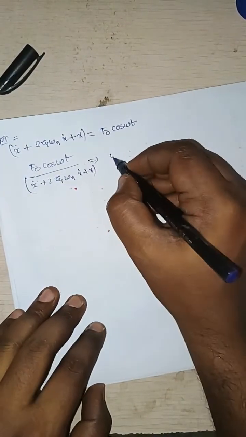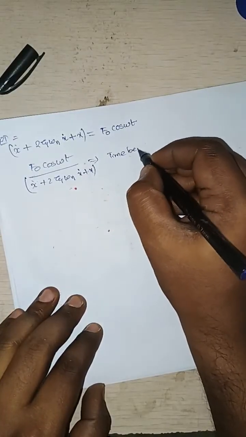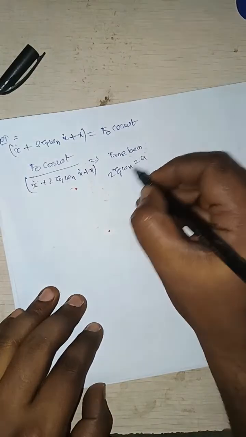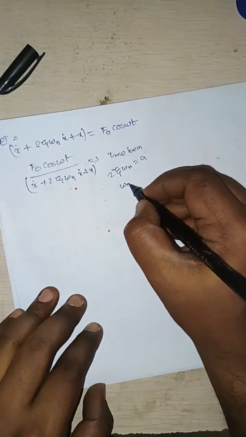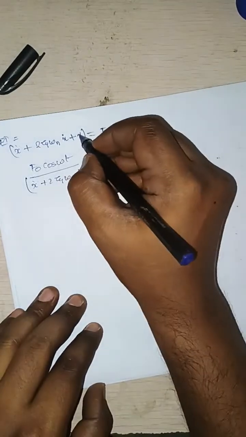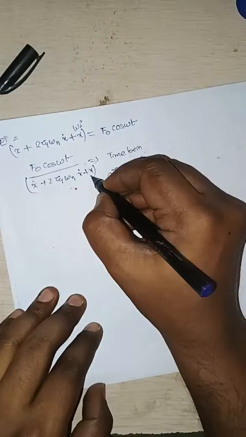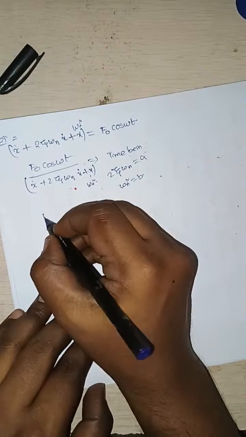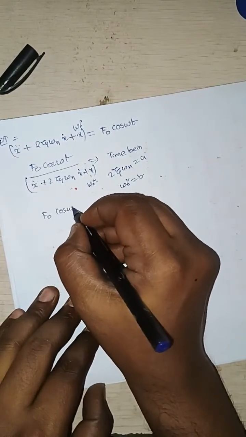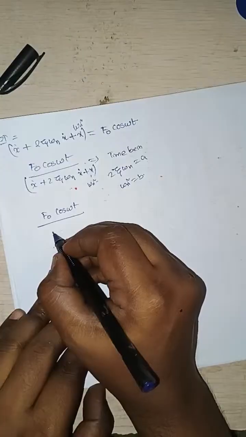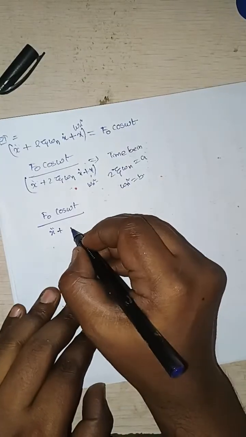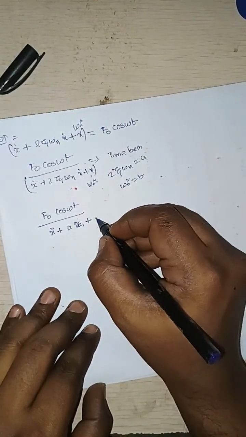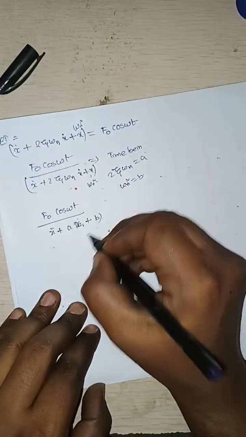Now for the time being, let 2 zeta omega n be equal to a and omega n square be equal to b, because there will be one omega n square over here. So this equation will boil down to cos omega t divided by (D square plus a D plus b).